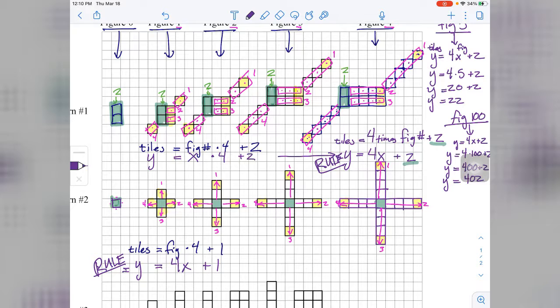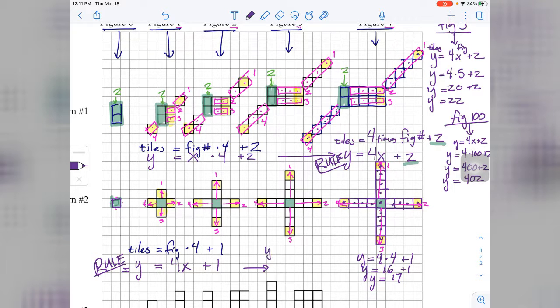So in figure 4, let's see if I actually count the tiles. There's 1, 2, 3, 4, 5, 6, 7, 8, 9, 10, 11, 12, 13, 14, 15, 16, plus 1 in the middle is 17. Now what happens if I use my rule for this? Y equals 4 times the figure number, which is 4, plus 1. Y equals 16 plus 1. So my tiles, which is y, equals 17. That matches what I did.